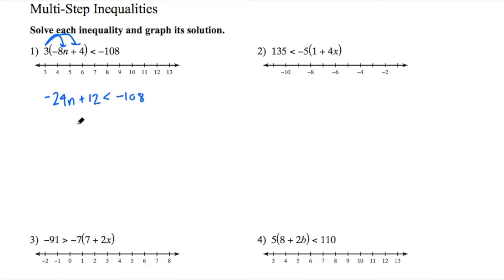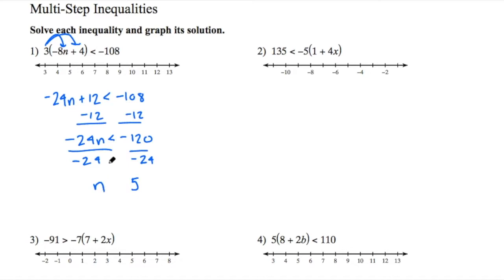All right, so we're going to try to solve for n. So we subtract 12 from both sides. So we have negative 24n less than. We have two negatives, so that's going to combine to a bigger, more negative number. So we have negative 120, and we will divide by negative 24 on both sides. Negative 120 divided by negative 24 is going to be a positive 5, and negative 24 divided by negative 24 is positive 1n.